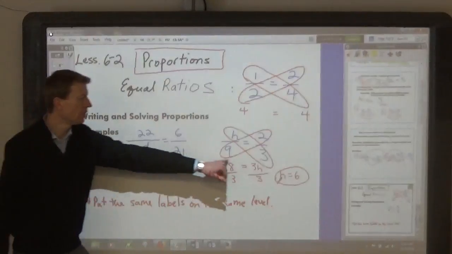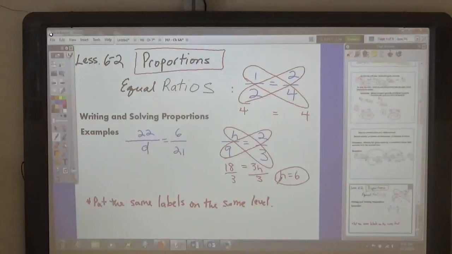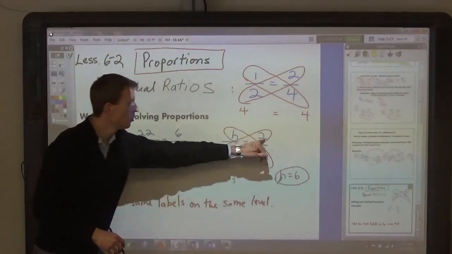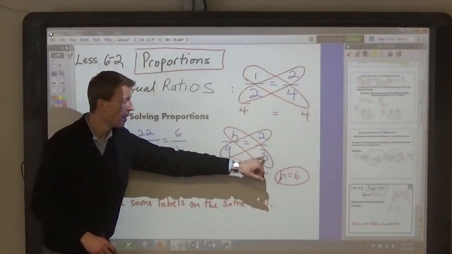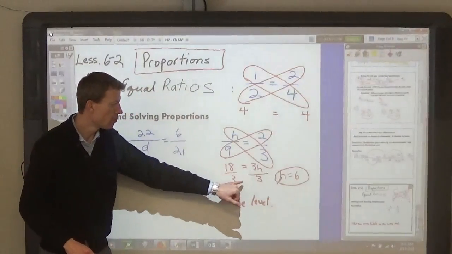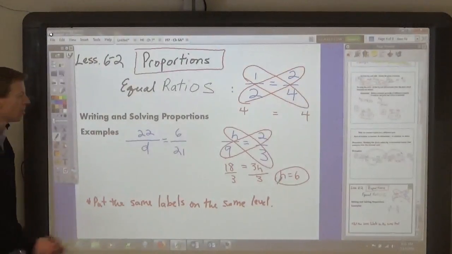So the first one, h equals 6, right? Thumbs up if you got that. H equals 6. So when you multiply 2 times 9, you get 18. H times 3 is 3h. Divide both sides by 3. H equals 6. How about this one?